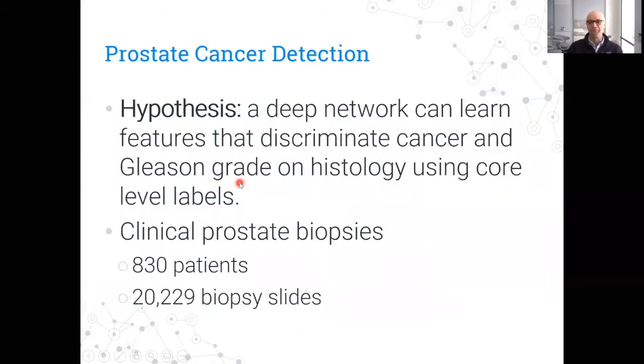So in this project, we have all of the histology cores from all of our prostate biopsy procedures, and we sought to develop a deep learning algorithm that can automatically discriminate cancer and Gleason grade on histology using only core level labels. So we have clinical prostate biopsies from around 830 patients, and they had around 20,000 biopsy slides.